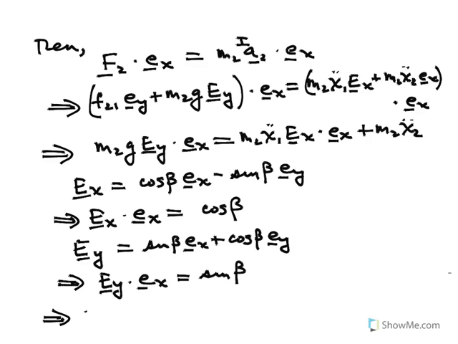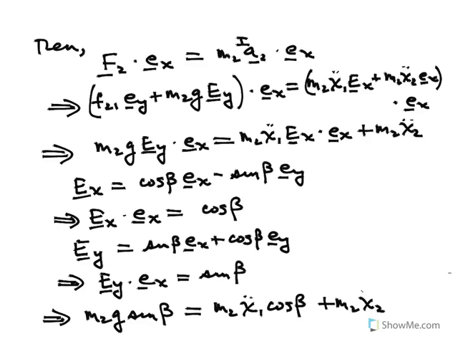which gives the first differential equation, M2G times big EY dotted with little ex, which is sine beta, and that equals M2 x1 double dot, and then big EX dotted with little ex is cosine of beta, and then plus M2 x2 double dot. This is the first differential equation.